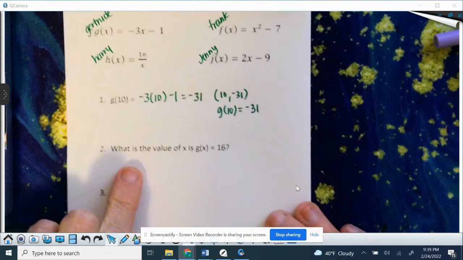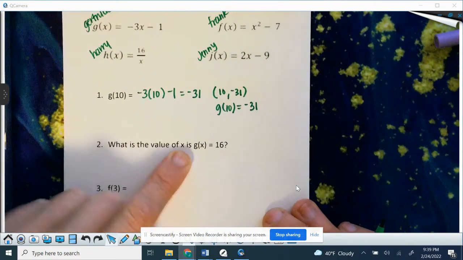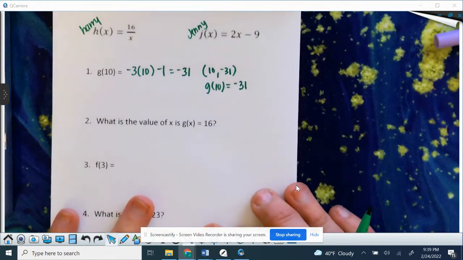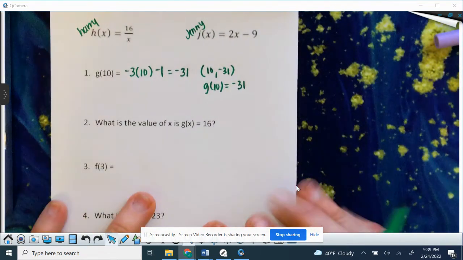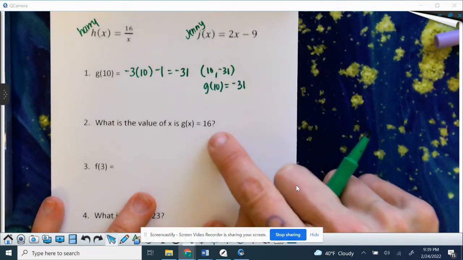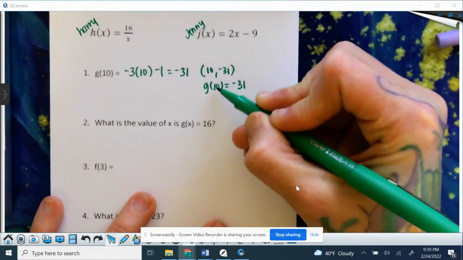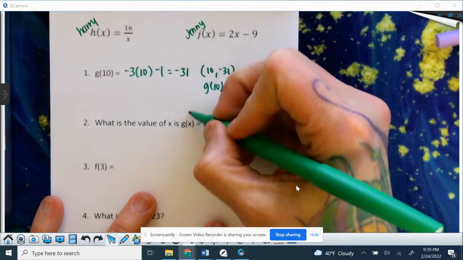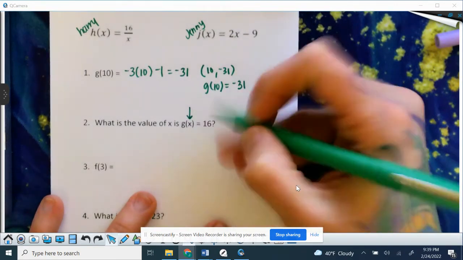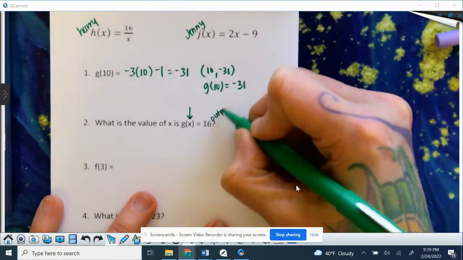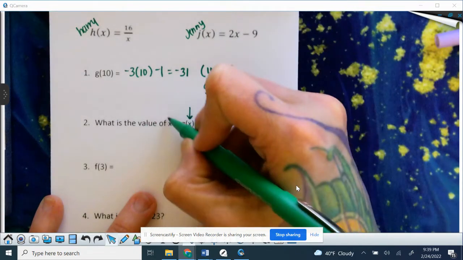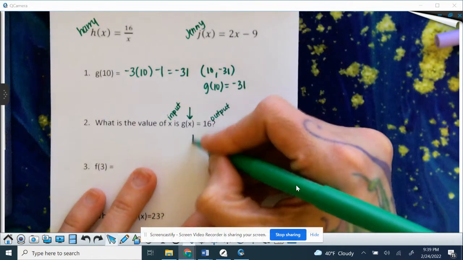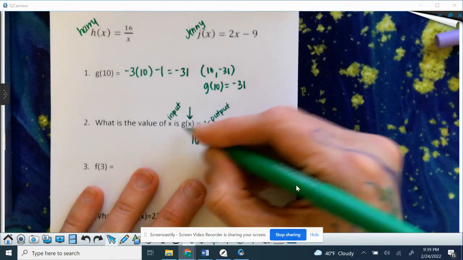What is the value of x if g of x is equal to 16? In this case, g of x equals 16, just like up here g of 10 equals negative 31. But there we knew our x value. Now we don't know our x value. They've given the output. So 16 is an output now, and it's asking for the x value, which remember is your input. So I'm going to take Gertrude, and put a 16 in the place of g of x, because g of x is 16.